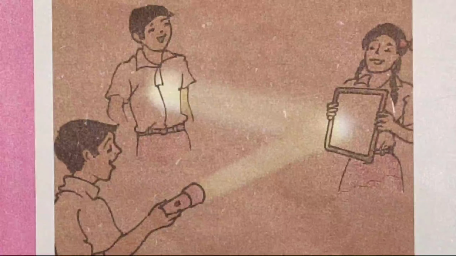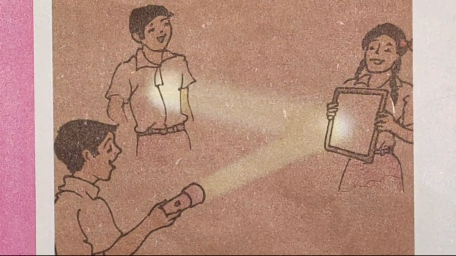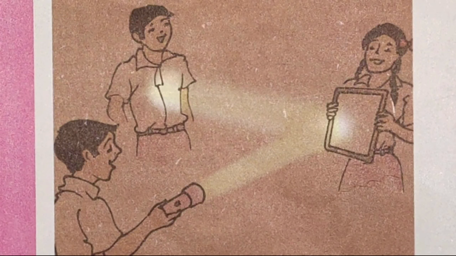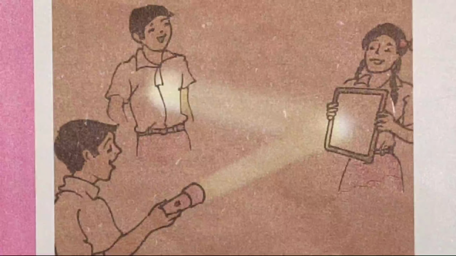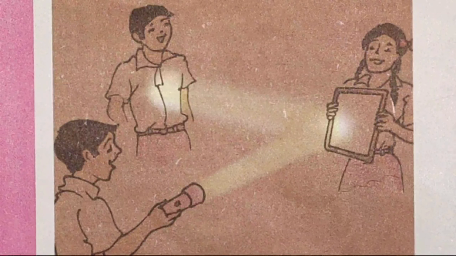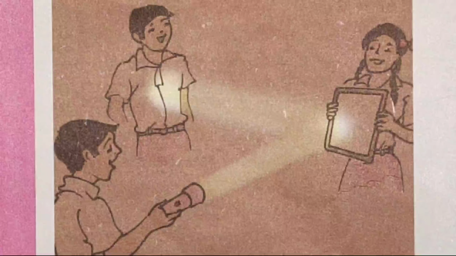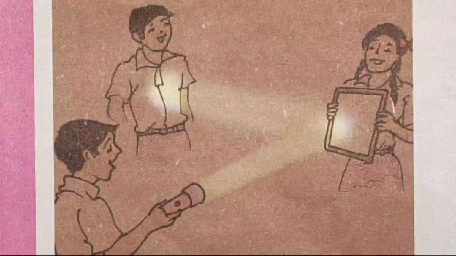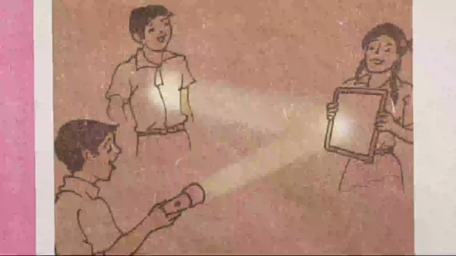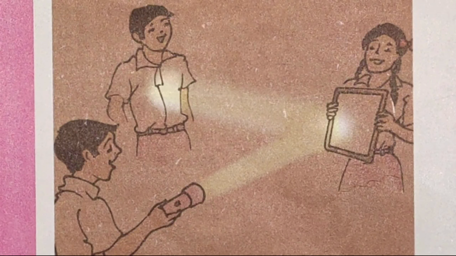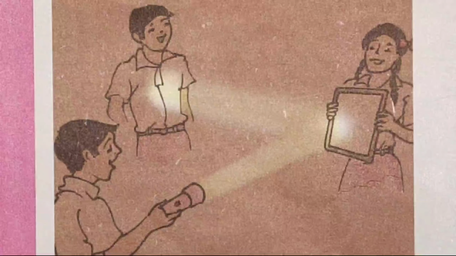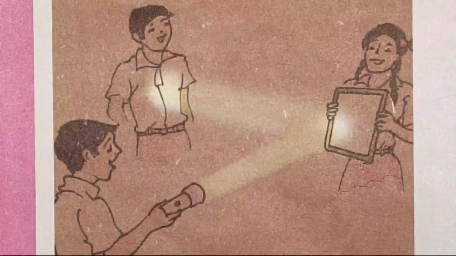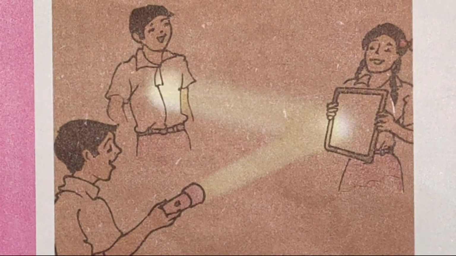Here is an activity, activity number 7. This activity should be done at night or in a dark room. Ask one of your friends to hold a mirror in his or her hand at one corner of the room. Stand at another corner with a torch in your hand. Cover the glass of the torch with your fingers and switch it on. Adjust your fingers with a small gap between them so that you can get a beam of light.